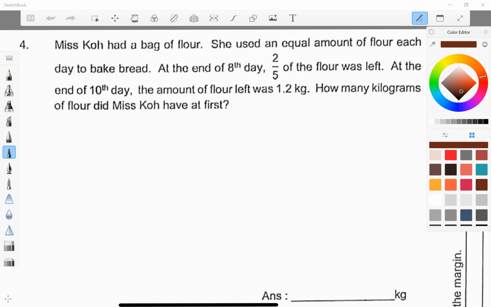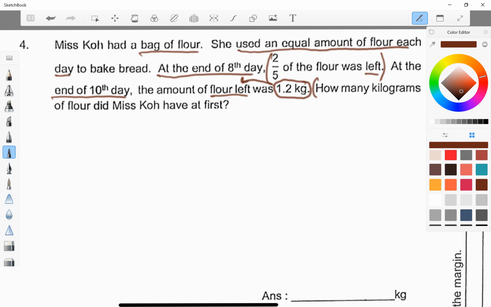Miss Cole had a bag of flour. She used an equal amount of flour each day to bake bread. At the end of 8th day, 2/5 of the flour was left. At the end of 10th day, the amount of flour left was 1.2 kilograms. How many kilograms of flour did Miss Cole have at first? So this question, very simple, but it can be very tricky.